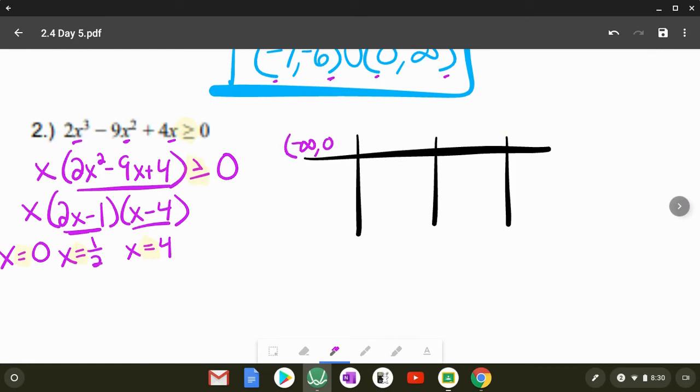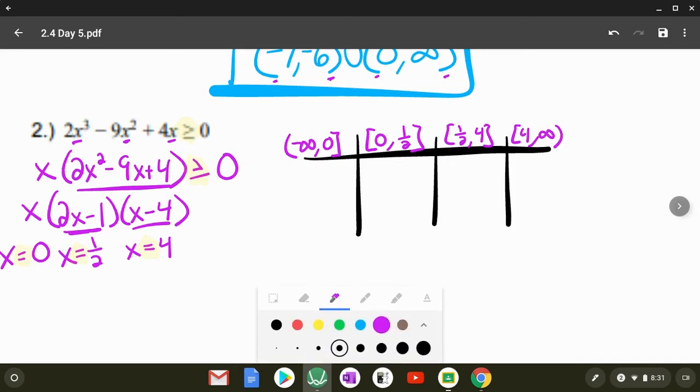And in that negative infinity to 0, there's a bracket at 0 because it does work. So we know for sure we already have at least 3 solutions. Then we have 0 to 1/2, 1/2 to 4, and then 4 to infinity.